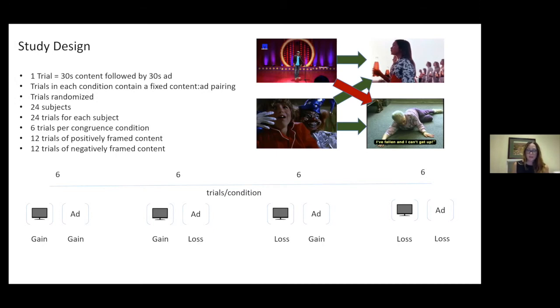And participants viewed 4 conditions of these gain and loss pairings: gain-gain, gain-loss, loss-gain, and loss-loss. This allowed us to assess success metrics based on congruence across show and ad, as well as specific effects of incongruent pairings.